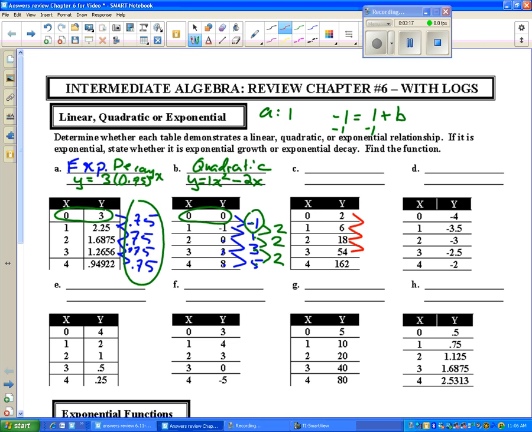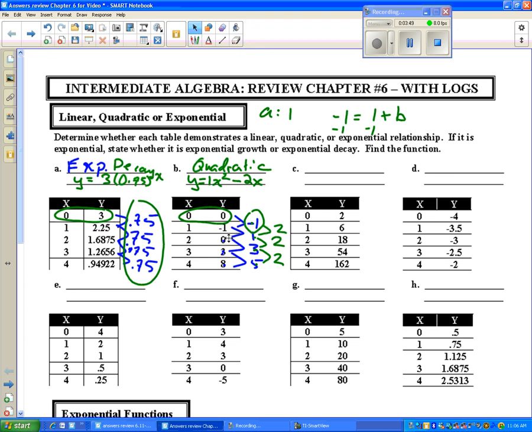Okay, let's try letter C. Over here, if I do my differences, 6 minus 2 is 4. 18 minus 6 is going to be 12. 54 minus 18 is going to be 36. If I try my second differences, this is going to be 10. This is going to be 22. This is not linear. This is not quadratic.